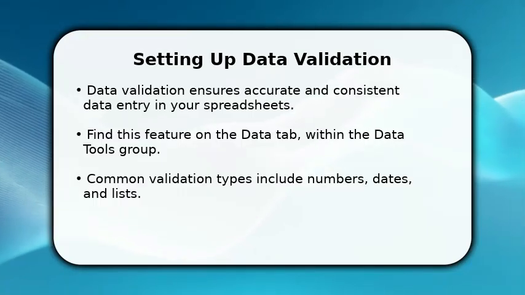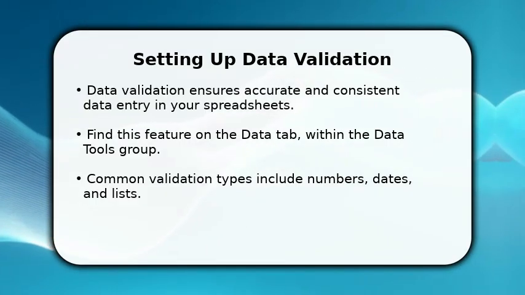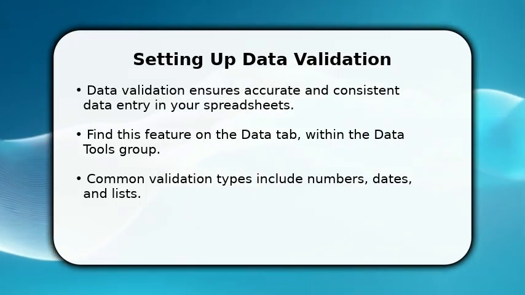In this video, I will explain how to set up data validation in Excel. First, select the cell or range where you want to apply the validation. Then, navigate to the Data tab on the ribbon and click Data Validation in the Data Tools group.